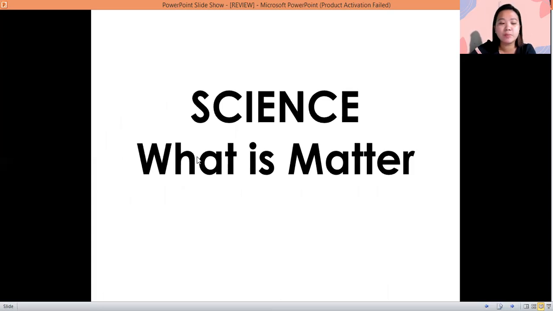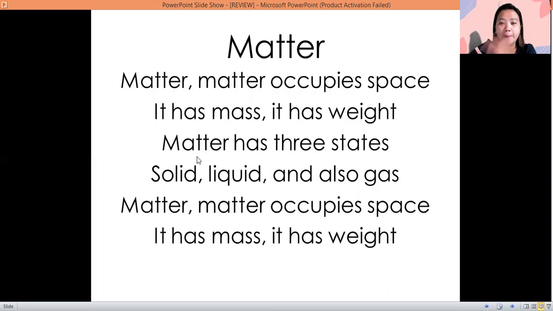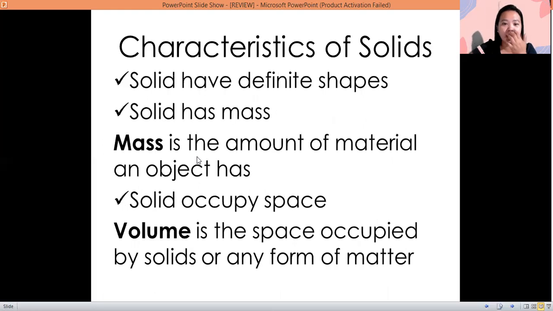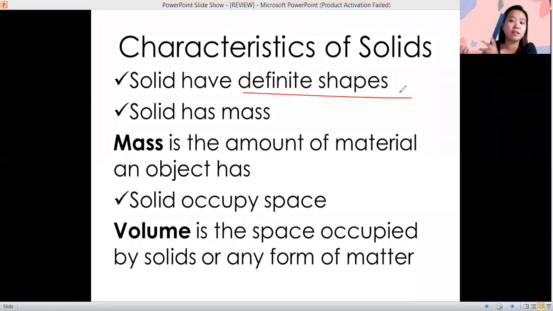Now let's proceed to our matter. First we have the solids. The solids have a definite shape. Like this one, your book, it is solid. Even though I put it in a box or in my bag, it is still the same.